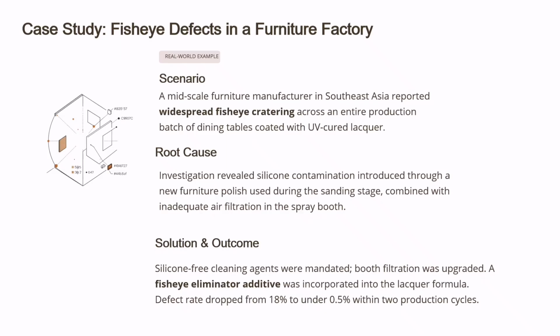This slide presents a case study on fisheye defects in a furniture factory. A furniture manufacturer experienced widespread fisheye cratering on dining tables coated with UV cured lacquer. The investigation found that the main cause was silicone contamination from a furniture polish used during sanding, along with poor air filtration in the spray booth.